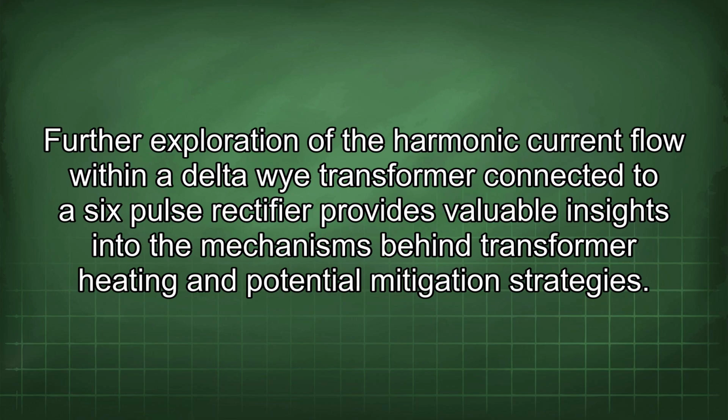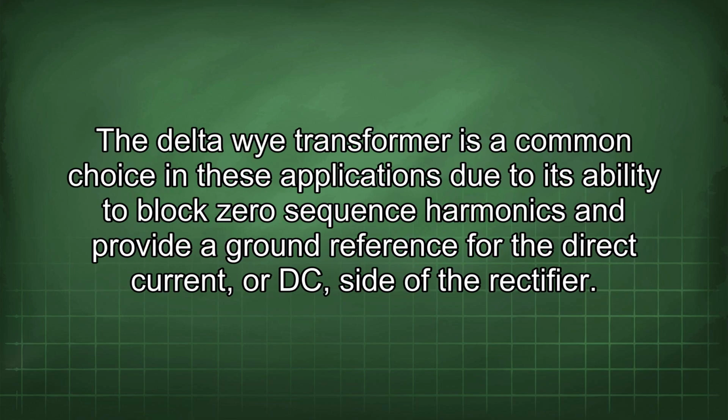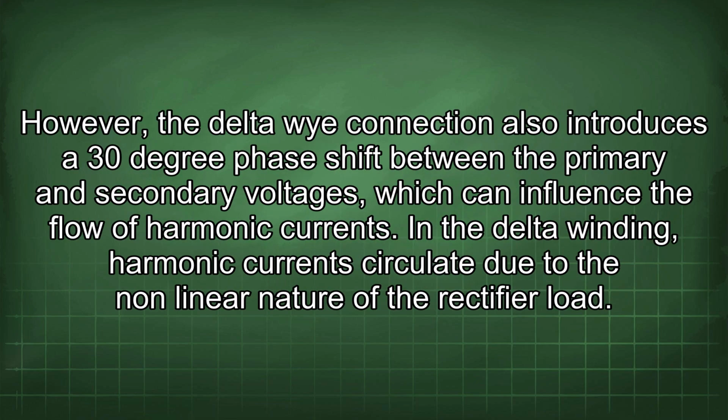Further exploration of the harmonic current flow within a delta Y transformer connected to a 6-pulse rectifier provides valuable insights into the mechanisms behind transformer heating and potential mitigation strategies. The delta Y transformer is a common choice in these applications due to its ability to block zero-sequence harmonics and provide a ground reference for the direct current, or DC, side of the rectifier. However, the delta Y connection also introduces a 30-degree phase shift between the primary and secondary voltages, which can influence the flow of harmonic currents.